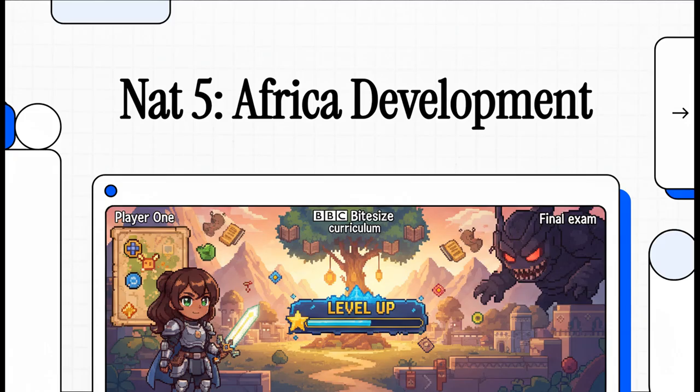Think of this explainer as your ultimate strategy guide. We're going to navigate the pretty treacherous terrain of global issues, gather the knowledge we need, and level up our understanding, so that when you finally face that exam boss, you are fully equipped to win. So, press start and let's go.